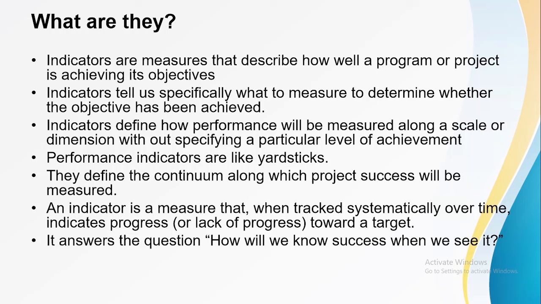So indicators describe how well a project or program is achieving its objectives, and they tell us what to measure to determine whether the objective has been achieved. They also define how the performance will be measured along a scale or dimension without specifying a particular level of achievement. They are also yardsticks. They define the continuum along which a project's success will be measured and tracked systematically over time. So the answer to the question: how will we know the success when we see it?